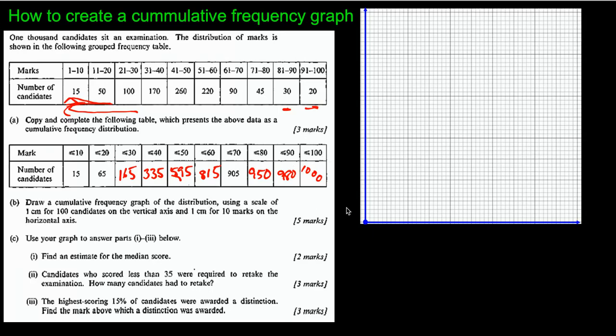And now to make this distribution into a graph, it gives us the scale that it wants. So it wants 1 centimeter. We'll call each of these big divisions a centimeter over here. Horizontally will be 10 marks, and vertically will be 100 candidates. So going across is going to be how many marks: 10, 20, 30, and so on, 40, 50, 60, 70, 80, 90, 100.